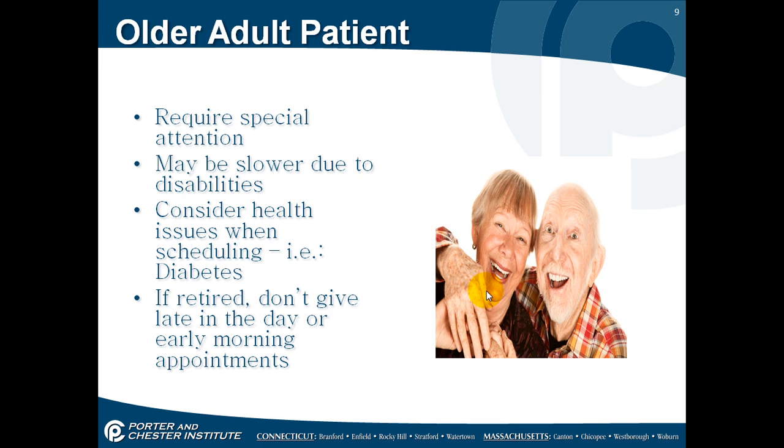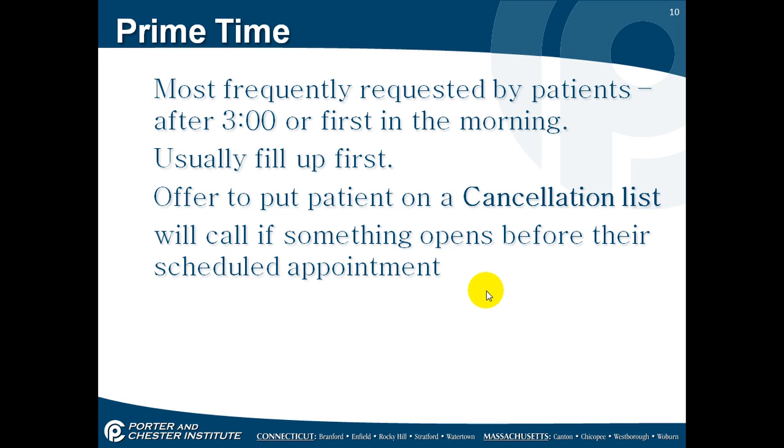Older adult patients, of course, also require special attention. They may be slower. After 3 o'clock is a very rush time in an office, so you also want to try to get your older patients in earlier, and you want to consider things like, are they diabetic or whatever. So you don't want to book them probably during lunchtime. You have to just get to know your patients and find the best time for them.